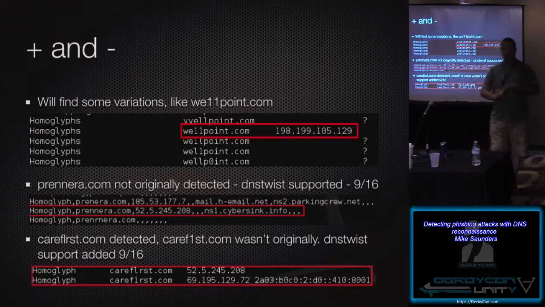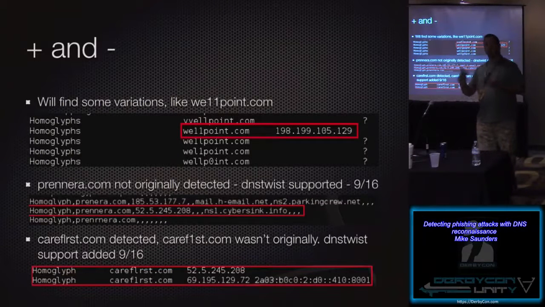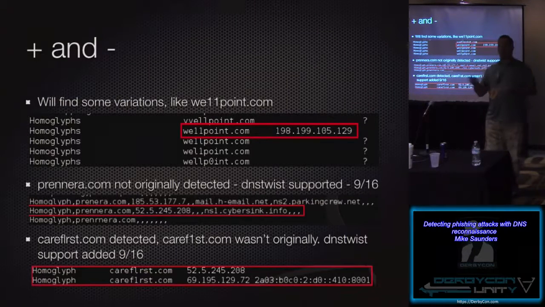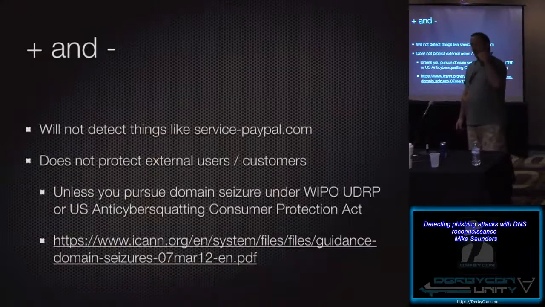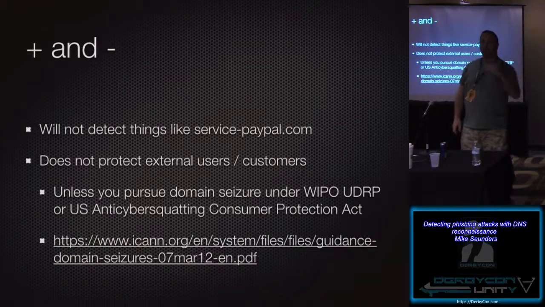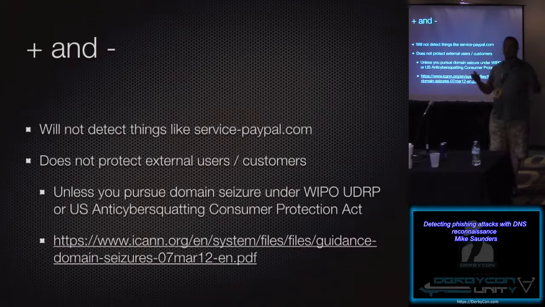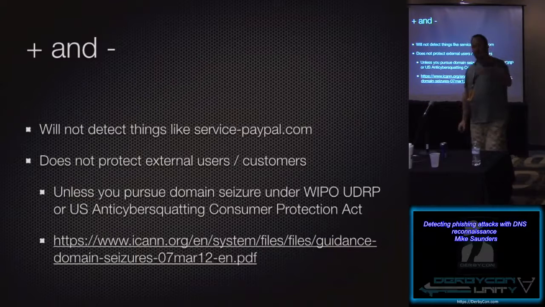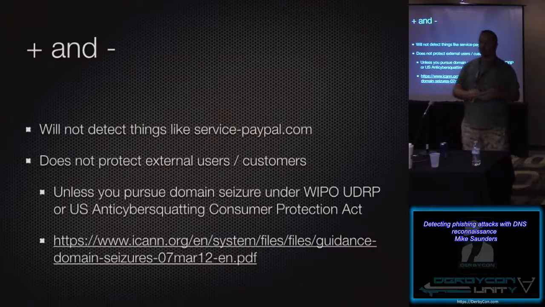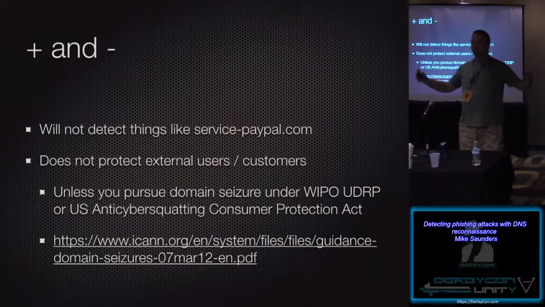I submitted a pull request to Marcin, and it's included in DNS twist. CareFirst was 50-50. The L glyph was detected. The one glyph for an I was not, but I submitted a pull request, and it is in there now. It will not detect those hyphenated domains that we're talking about, things like service-paypal.com. It's just not set up to do that. It's not going to protect your external users or customers or people who are outside your network boundary.